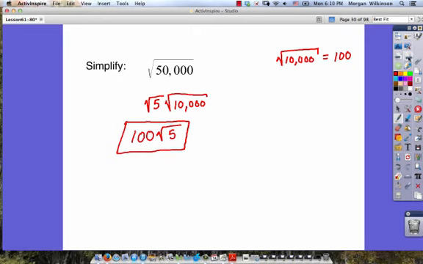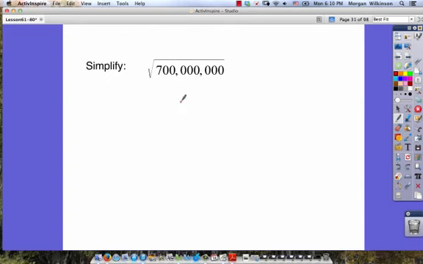Let's look at another one. Here we have the square root of 700 million. It looks like it could be a complicated answer, but it's really not that complicated because we know we're going to take the square root of 7. We're going to find our power of 10. Well, we must multiply 7 times 100 million to get to 700 million. This problem almost takes just as long to write out all the zeros as it does to solve it.